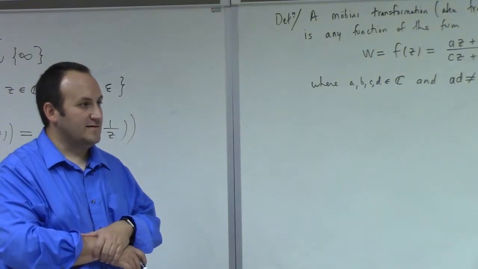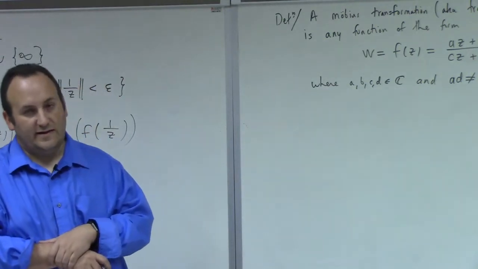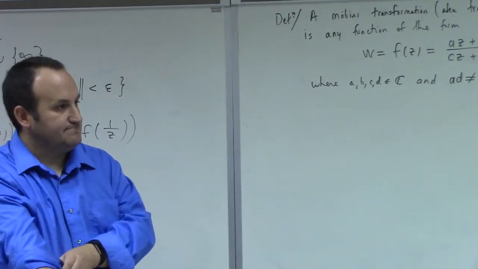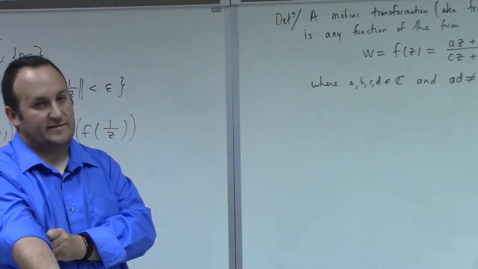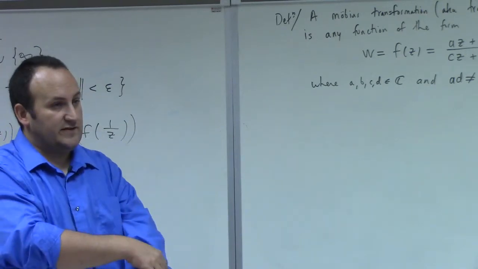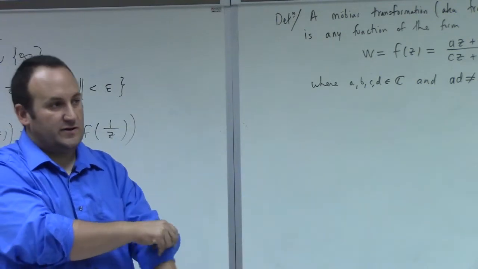Exactly. So if AD is equal to BC, we have proved that this is a constant transformation, right? But if AD is not equal to BC, then this is a non-constant transformation, which, by the way, means the derivative is non-zero and it has a local inverse. Woohoo. In fact, these have global inverses.